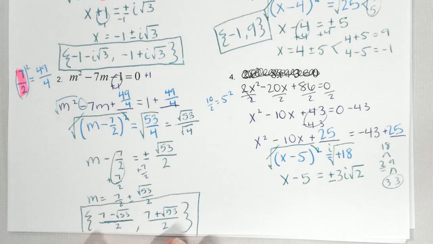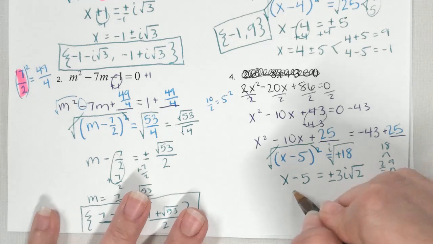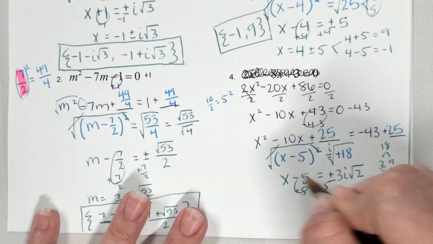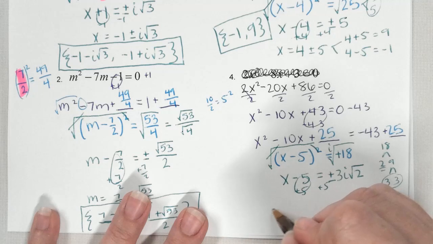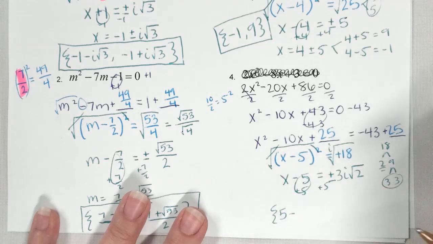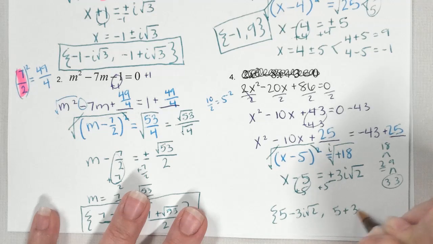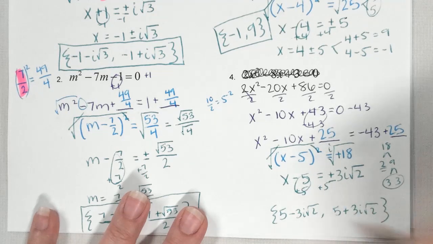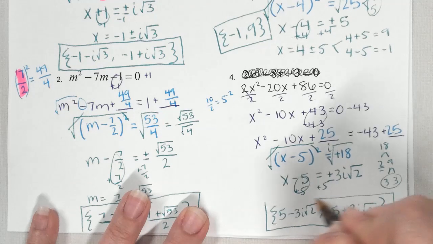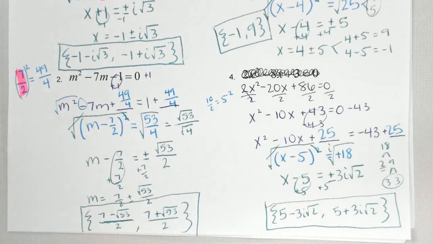And what's my last step? Plus 5 on both sides. And can those combine? No. So we have 5 minus 3i square root of 2 and 5 plus 3i square root of 2. I just went straight into breaking it apart versus writing it one more time.